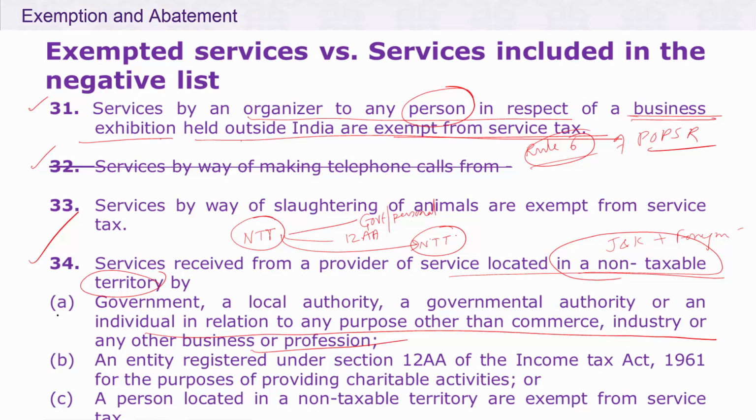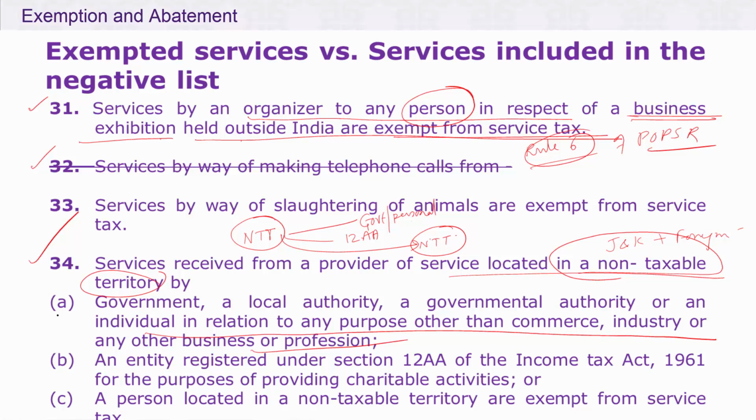Suppose there is an immovable property in Bangladesh and the service provider is from Bangladesh, and the service receiver is in India. So one is in taxable territory, another is in non-taxable territory. The property is located in Bangladesh. So as per rule 5, obviously, location of property, service tax is not payable because the immovable property is located in Bangladesh. This is what we study under rule 5 of POPSR, right?